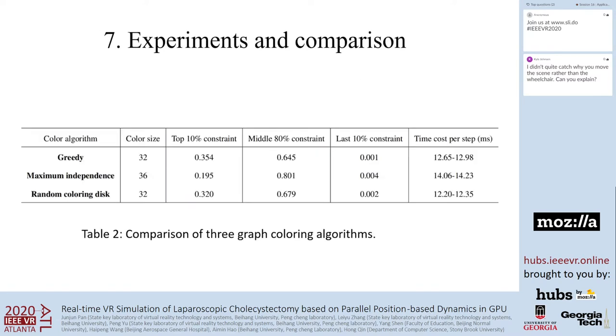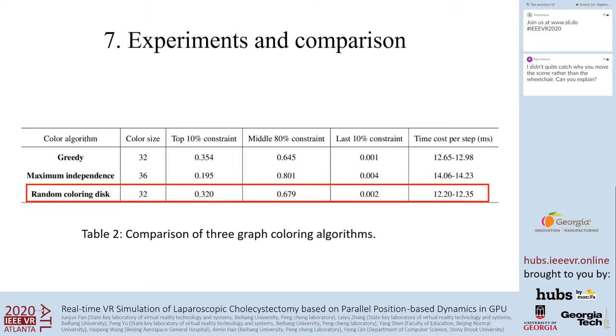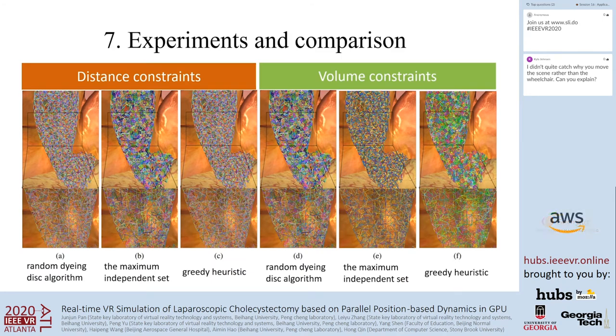We also compare our graph coloring method with other approaches and in different models. We can see that the random coloring disk algorithm is the most efficient method. This is the visual performance of different graph coloring methods. The left three columns are the coloring of distance constraints of different coloring algorithms. The right three columns are the coloring of volume constraints of different coloring algorithms.